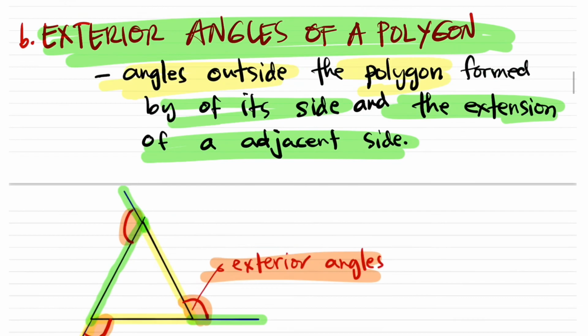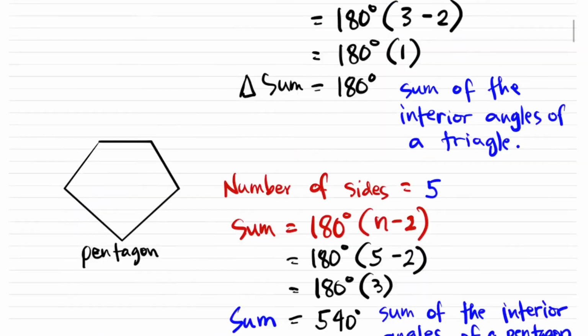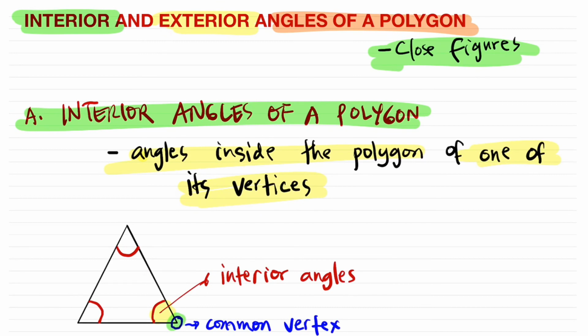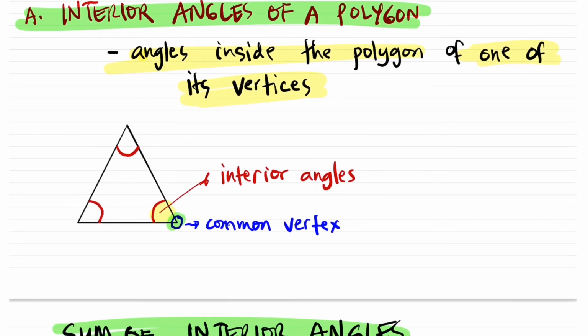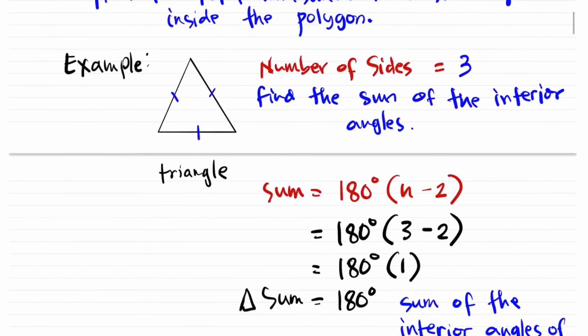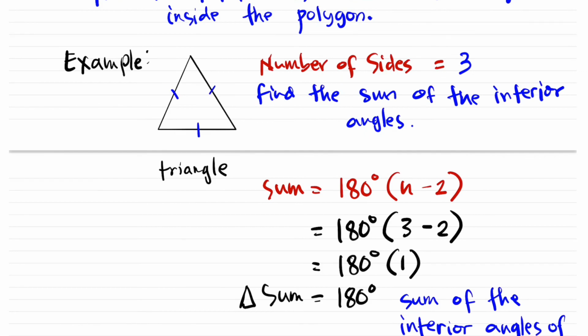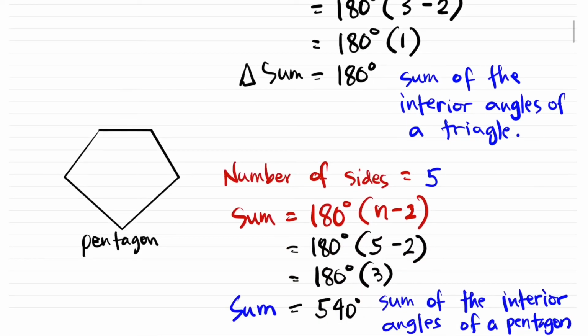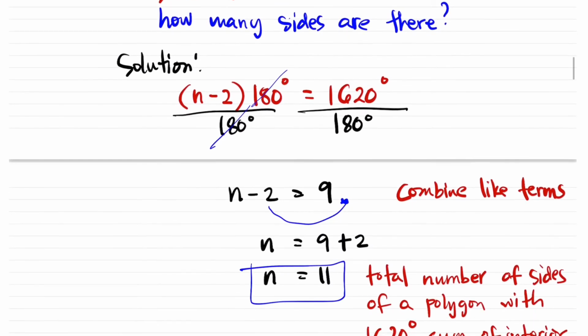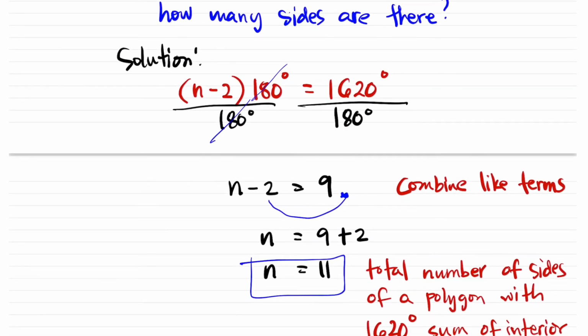So I hope the discussion about interior and exterior angles of a polygon is clear. Make sure you familiarize yourself with the formulas when you try to find the sum of the interior and exterior angles, because there are two different formulas, and the exterior sum is always equal to 360. When you try to find the number of sides or the measurement of every exterior and interior angle, make sure you familiarize all the formulas. Alright, so that would be our discussion for interior and exterior angles of a regular polygon.